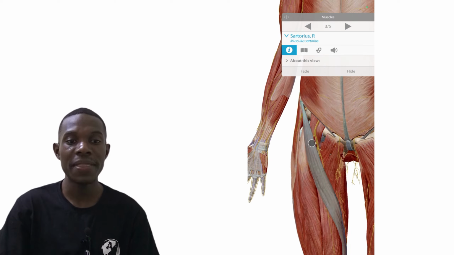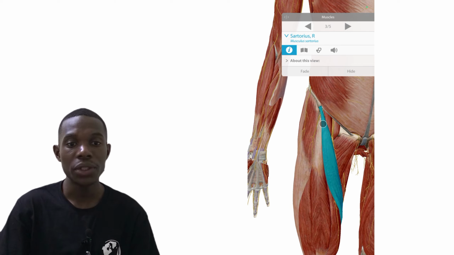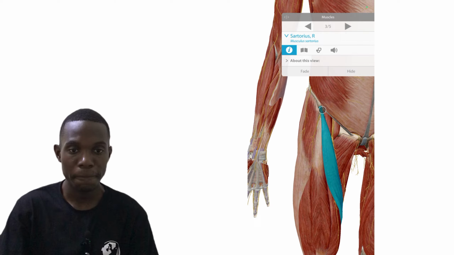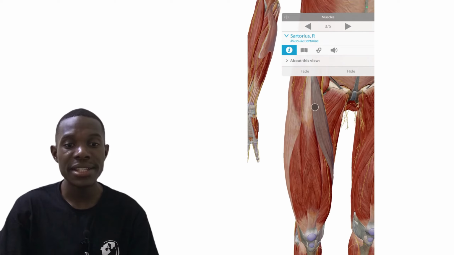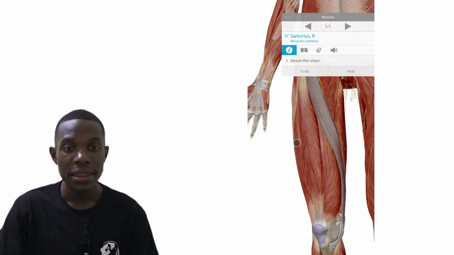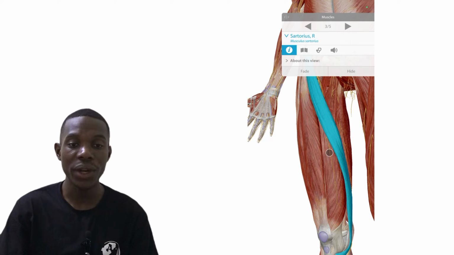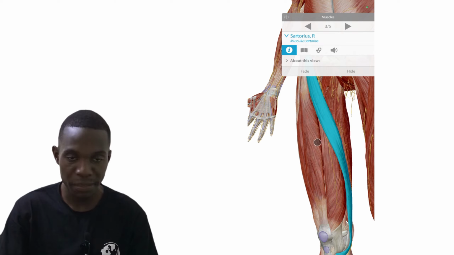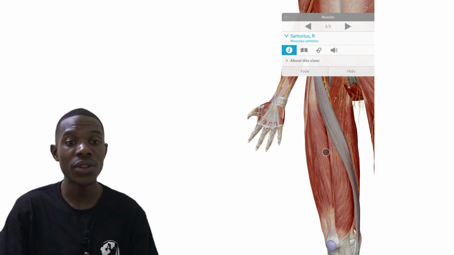As you can see here, the sartorius attaches to the anterior superior iliac spine. It crosses the hip joint as well as the knee joint. You see? So it means it has action on the knee joint as well as action on the hip joint. So what are the actions of the sartorius on the hip joint and on the knee joint? Let's start with the hip joint, right?